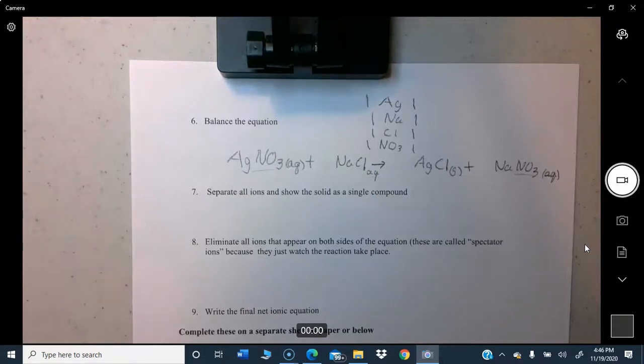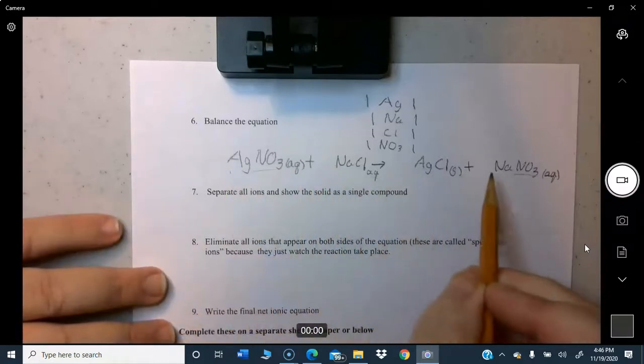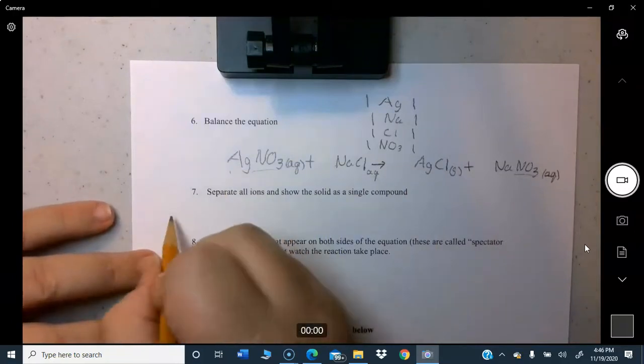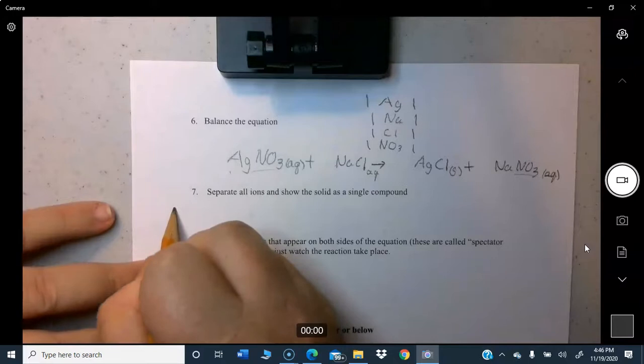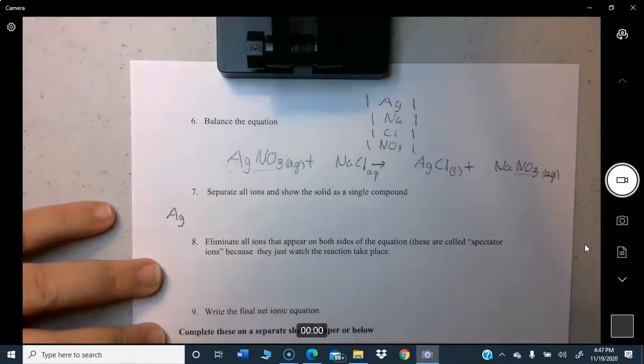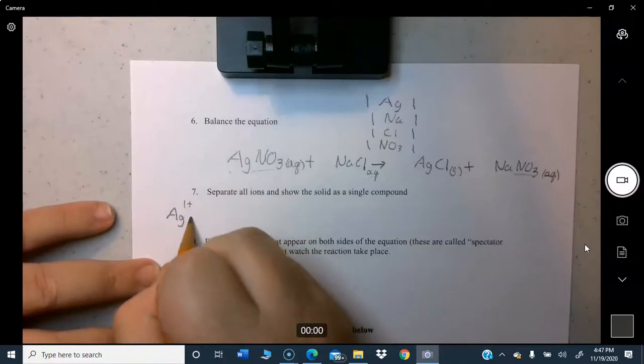All right, so that's that. Now we've got to separate all the ions, and that's easier because we don't have any coefficients in front here. So we're going to go ahead and do that. Remember, the ion always is accompanied by its charge and by its state. So this is going to be aqueous.